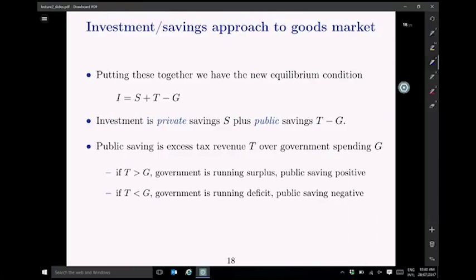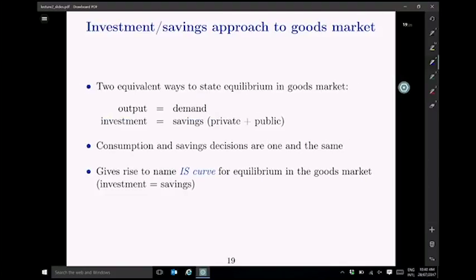You can actually work out by yourself. If you start from this one, you can actually find that this leads to the other condition. So these two conditions, one implies another. So these are like two sides of one coin. And that's why the IS curve is called the IS curve. This follows this investment saving approach.